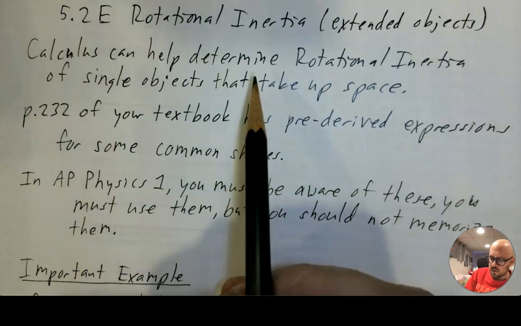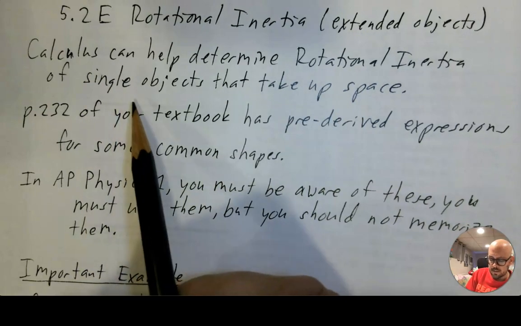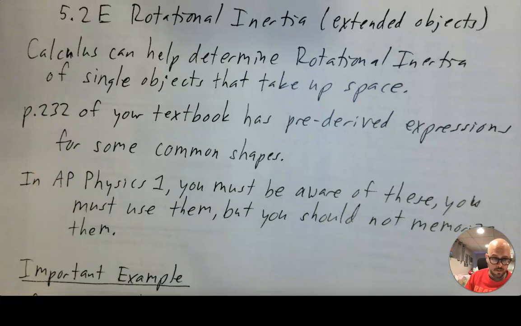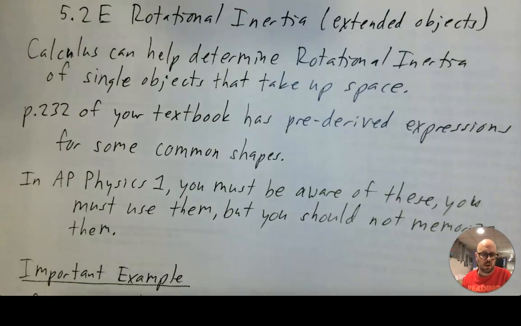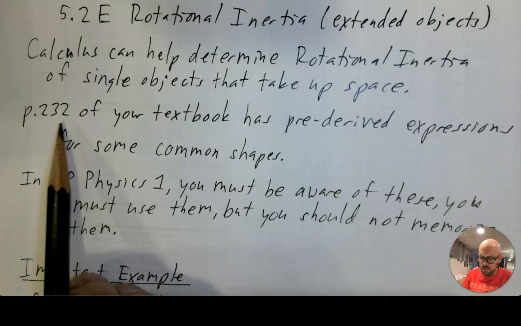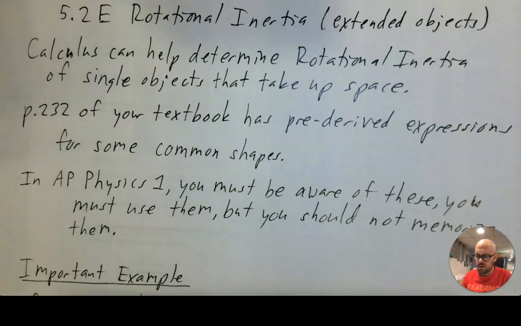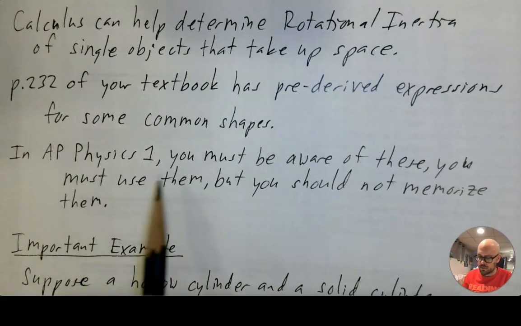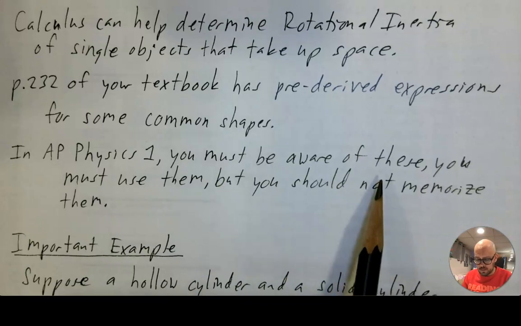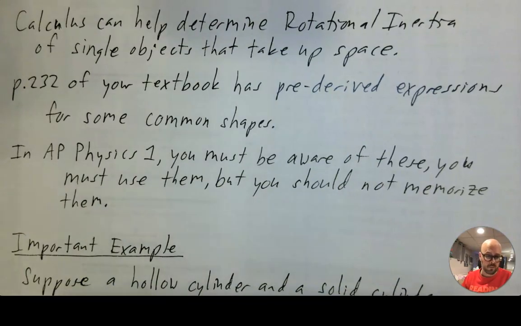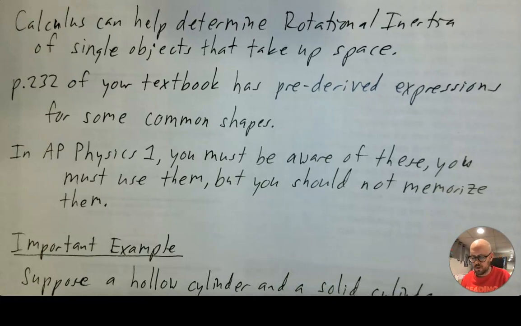Now, determining the rotational inertia of an extended object that takes up space requires the use of calculus. And since this is an algebra-based course, you are not responsible for determining the rotational inertia of an extended object. In your textbook on page 232, there is a list of pre-derived expressions for some common shapes. Before we look at that page, I want to stress in this course, you have to be aware that these exist. You must use them when they are provided, but under no circumstances should you memorize them. You will not need to do that.